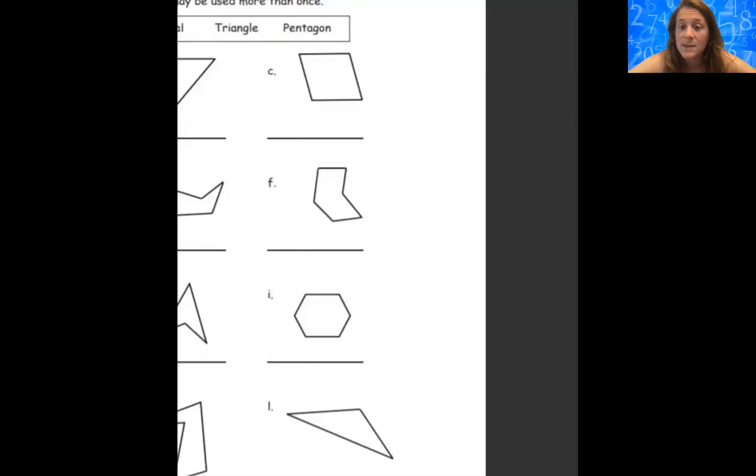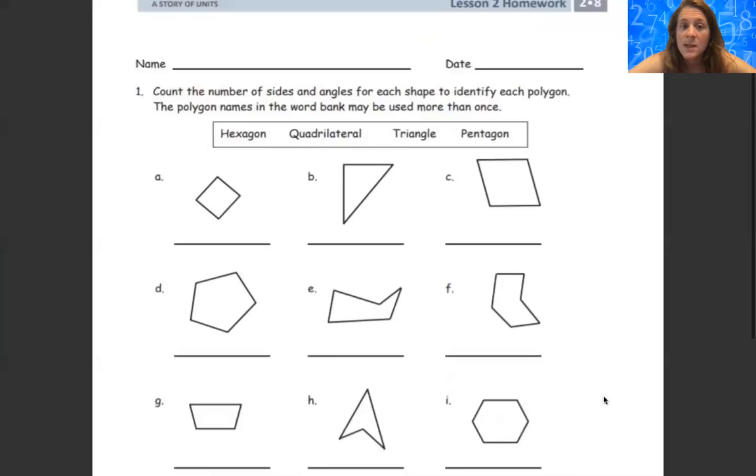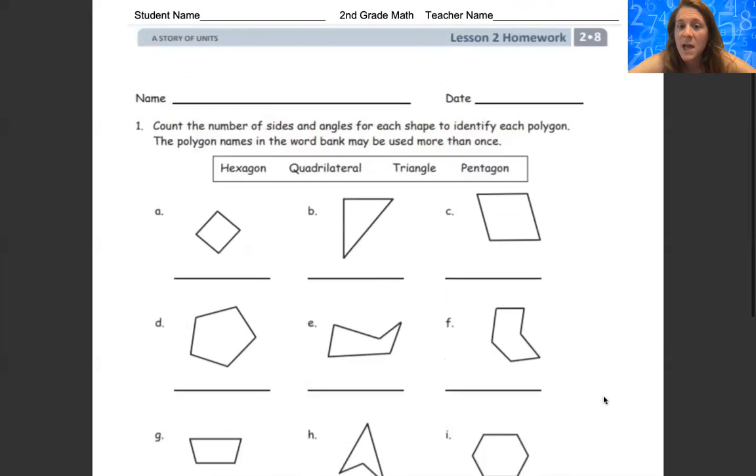This is May, week 8, day 2, which is actually Wednesday. This is math for those of you who have this geometry math lesson right here. It says count the number of sides and angles for each shape to identify each polygon. The polygon names in the word bank may be used more than once.